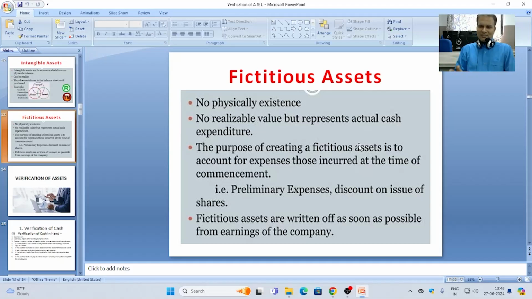Actually, fictitious assets are expenses that provide the capacity to generate revenue over the accounting period or over more than one. They are treated like assets and shown on the asset side of the balance sheet, and they also have the treatment to depreciate them, which is known as written off.